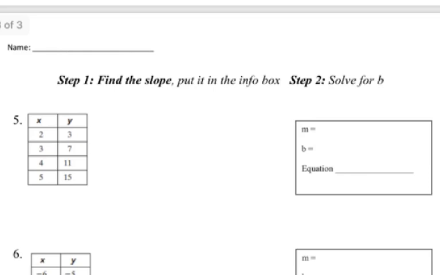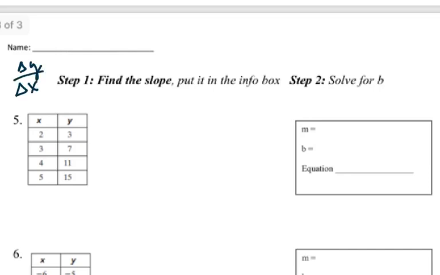Okay, so in number 5, we have a table. Again, this table does not give us the slope, and it does not give us the y-intercept. When you did this unit and you were finding the slope from a table, we said that there were 2 ways that you can do it. In the first example, in number 5, I'll show you one way to get the slope, and then in number 6, I can show you the other way, and you can pick which way you prefer to get the slope from a table.